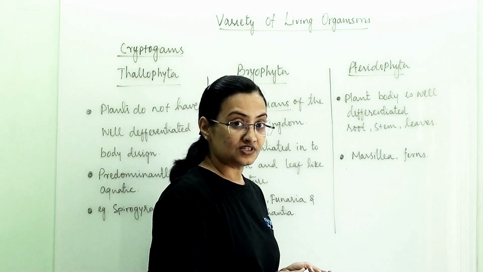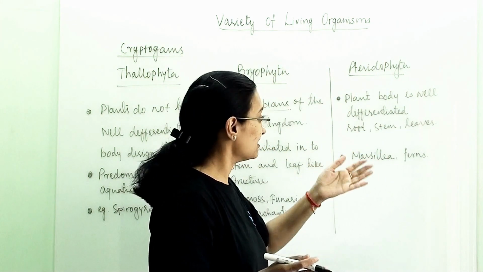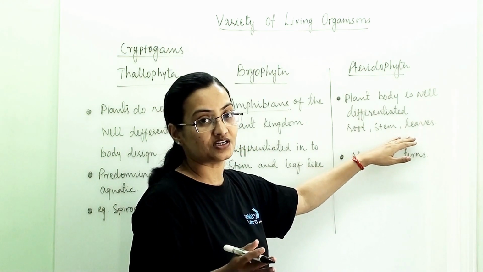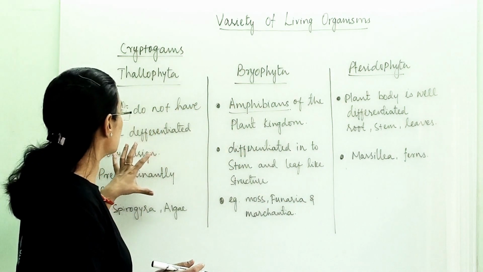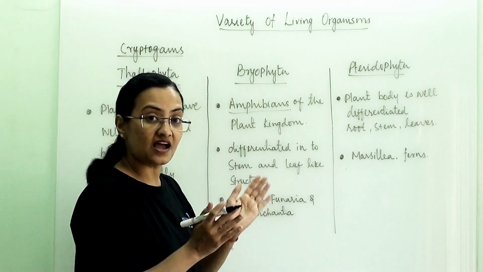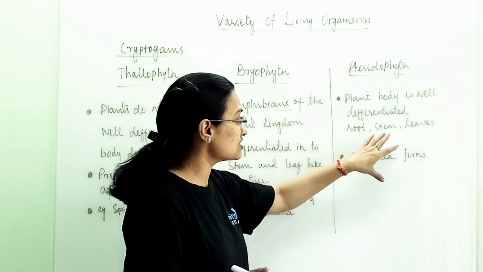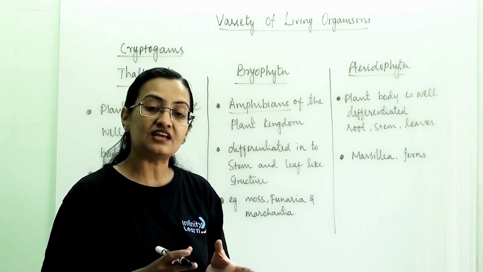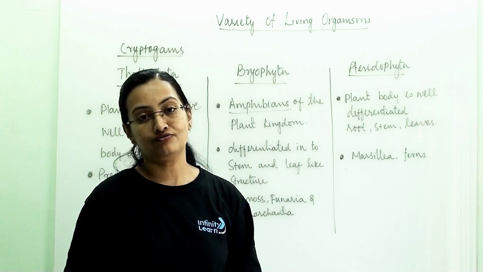Then Pteridophyta. Plants under this group have a well differentiated body design, like we can see the root, stem and leaf structures separate in their body design. And the examples are Marsilea and ferns. So as we can see here, Thallophyta do not have a differentiated body design, Bryophyta have stem and leaves, and in Pteridophyta they have root, stem and leaves. But all three of them come under non-flowering plants.